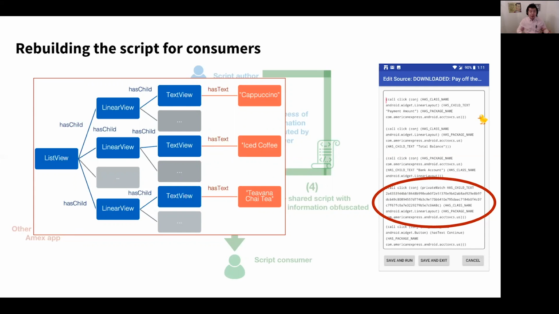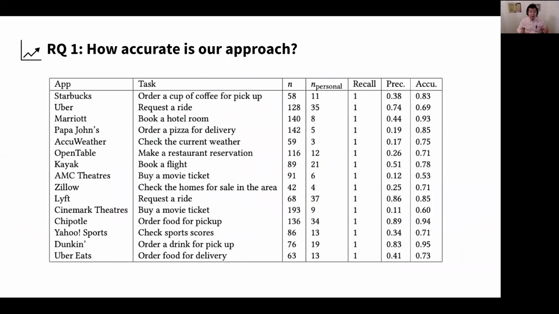That's how our system works from a high level. You can check the paper for the details. Our first evaluation question is, how accurate is our approach? We tested our system with 15 scripts for common smartphone tasks. As we see, our approach achieved a perfect recall. That is, it did not miss any personal information, which I think is the most important thing for a system like this.